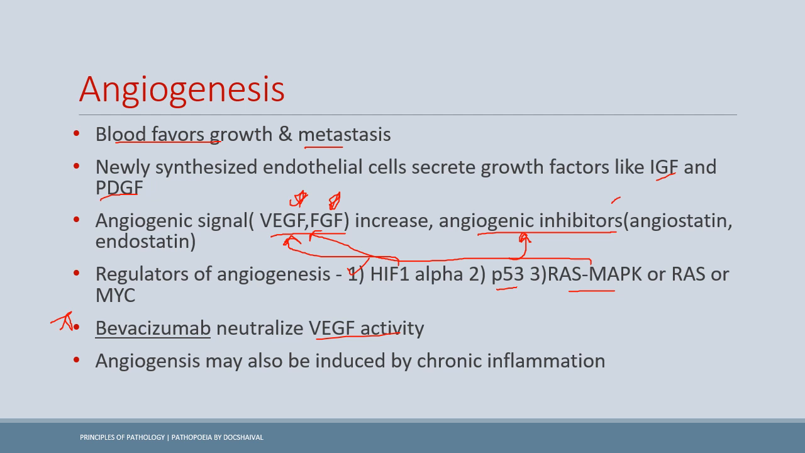Now, one last thing to understand is that angiogenesis may also be induced by chronic inflammation. When the inflammation is very high, or when it is for a greater amount of time, that is, of course, chronic, because of the remodeling of the tissues and all, there is increased angiogenesis, and therefore angiogenesis may occur as a result of chronic inflammation also.